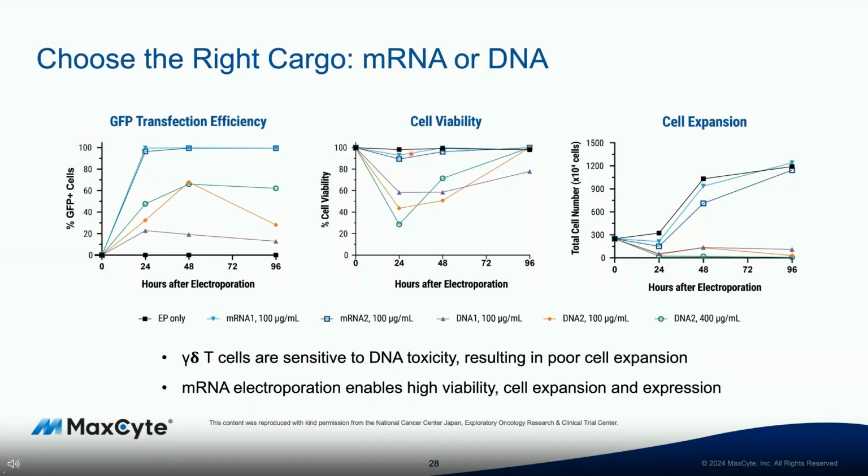mRNA has higher cell viability when used compared to DNA plasmids, especially with the higher DNA concentration, which takes a few days to recover. But the other consideration too is that cell expansion is much lower when you're delivering DNA. So in this case, if there's a way to deliver mRNA instead of DNA, that would be preferred for this cell type.